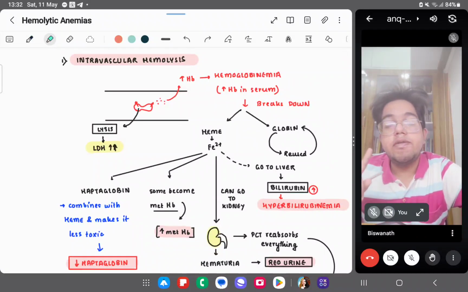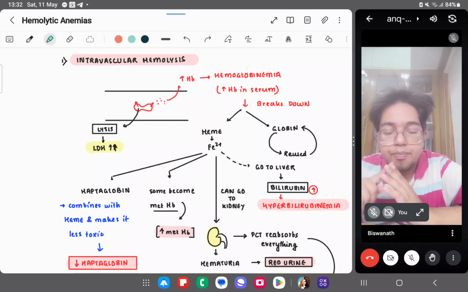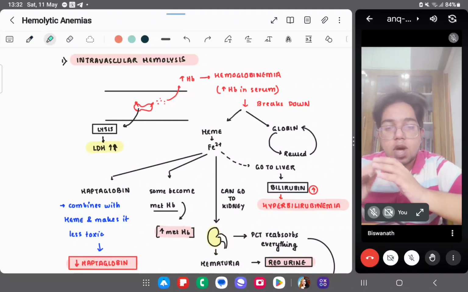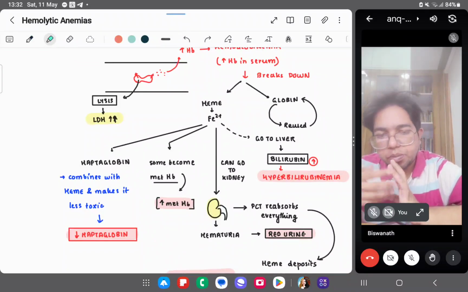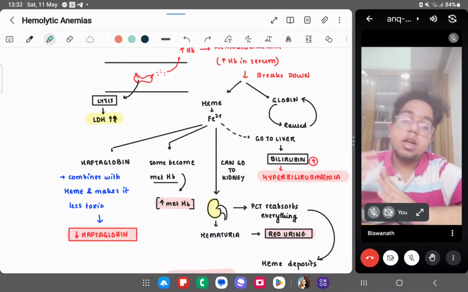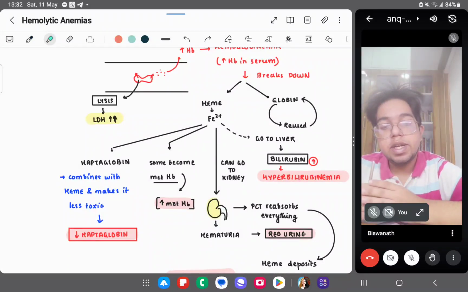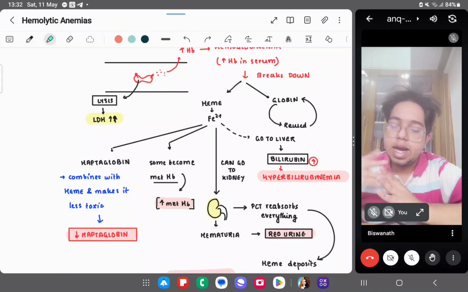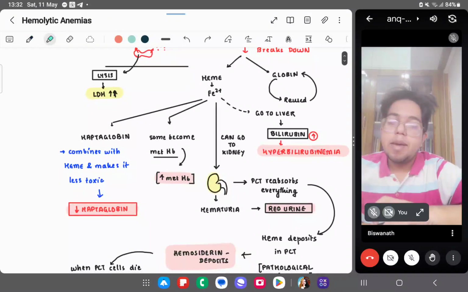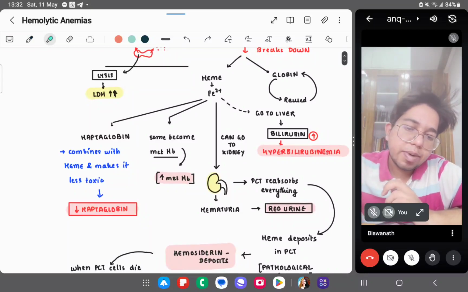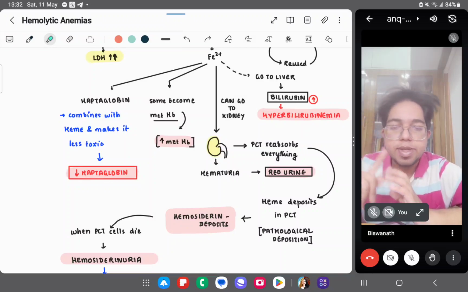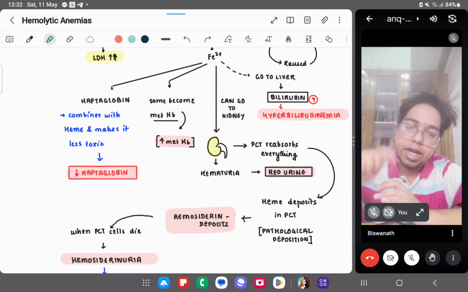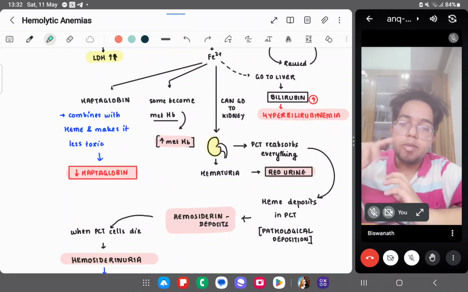So what are the findings? First, hemoglobinemia, that is increased hemoglobin in the blood. Then lysis will occur, so our LDH levels will increase. Then it may combine with haptoglobin and cause a decrease in haptoglobin levels. It may become methemoglobin, so it can increase the methemoglobin levels, or it can go to the kidney and cause hematuria. Hematuria will occur for sure, but if it occurs in a chronic condition, then the heme deposits will form. Hematuria means red urine will be there for sure. So in every anemia that has intravascular hemolysis, there will be red urine, right?